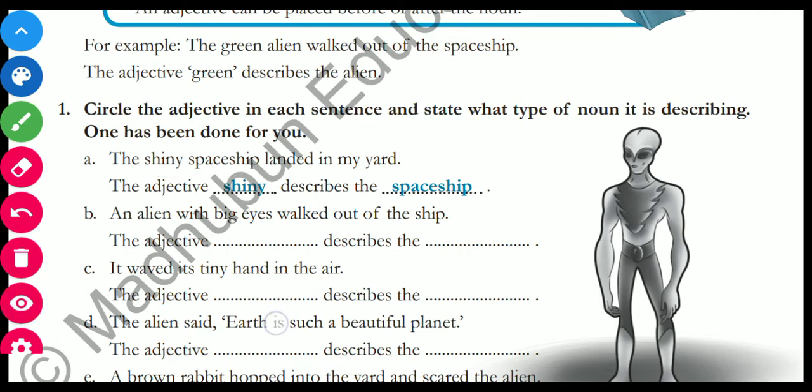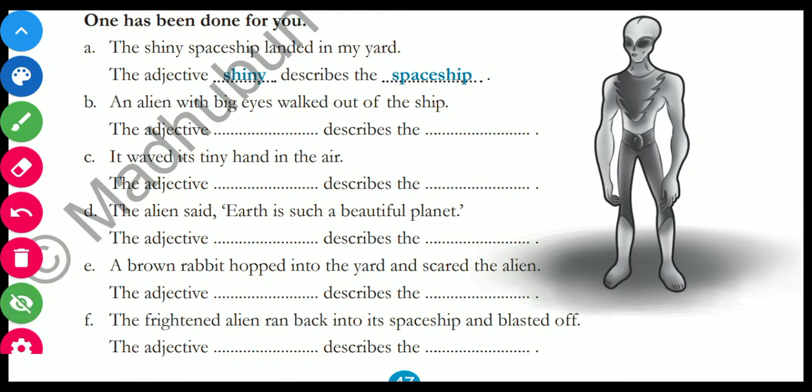Let's see B. An alien with big eyes walked out of the ship. So, what is the adjective over here? Yes, it's big. And it's describing which noun? It is describing eyes. So, big eyes. Okay, so this is the way you have to work on this exercise. Try to solve the remaining sentences on your own.